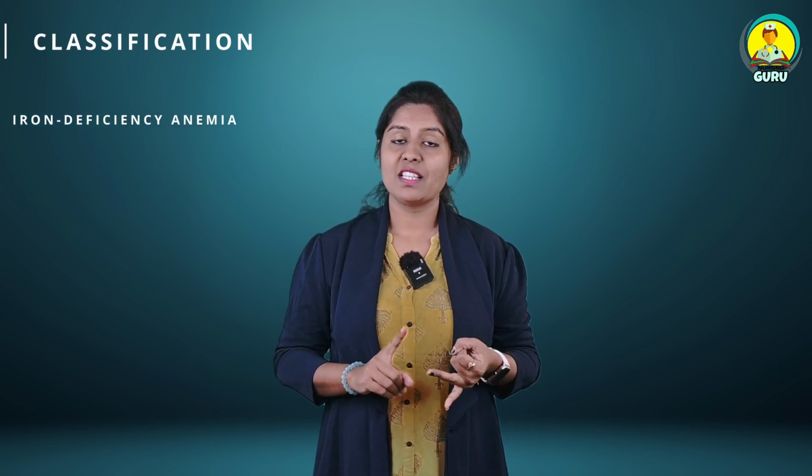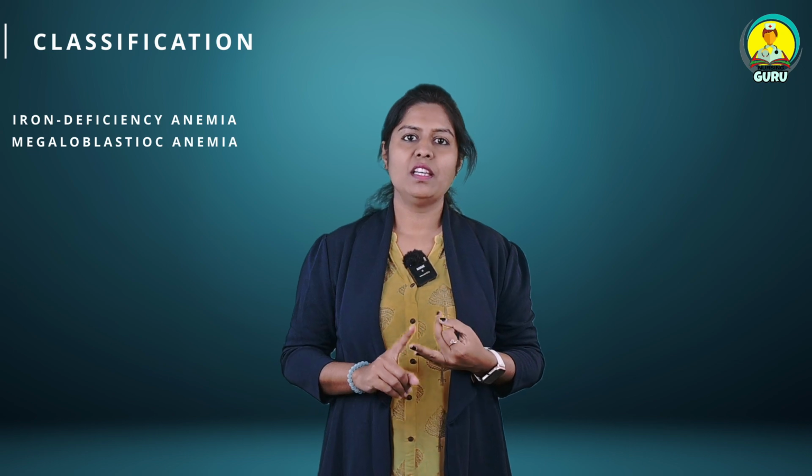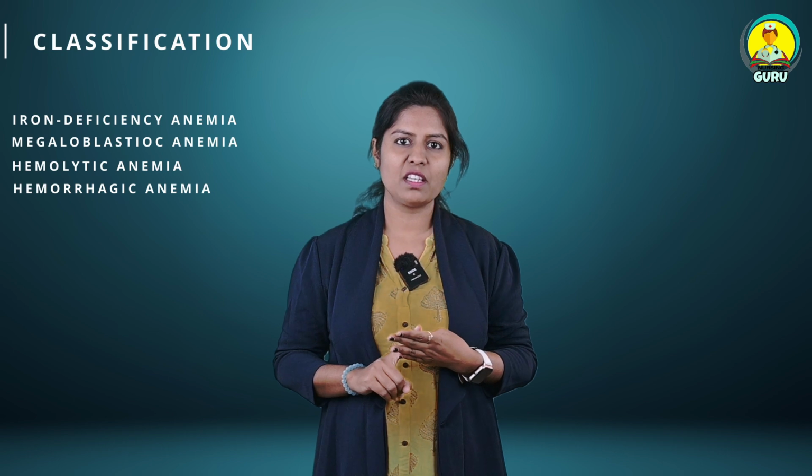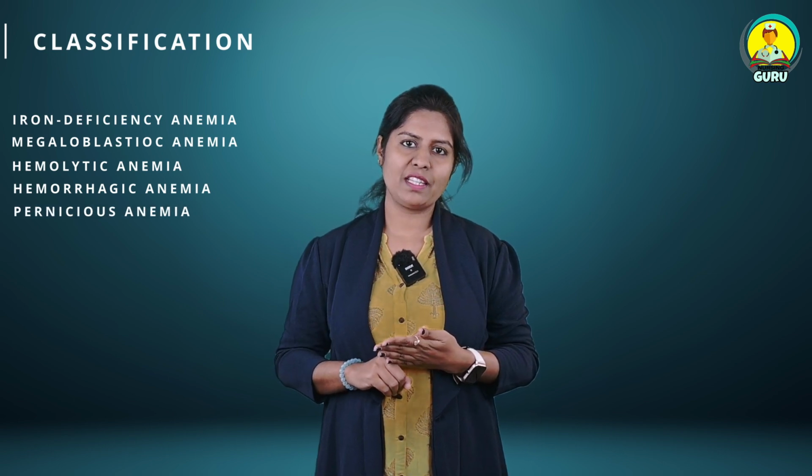There are 6 types of anemia. So first one is iron deficiency anemia, second one is megaloblastic anemia, third one is hemolytic anemia, fourth one is hemorrhagic anemia, fifth one is pernicious anemia, sixth one is aplastic anemia. So first let's discuss regarding the iron deficiency anemia. Iron deficiency anemia mainly occurs due to loss of iron, and it is especially seen in women due to menstrual blood loss. Second one is megaloblastic anemia.